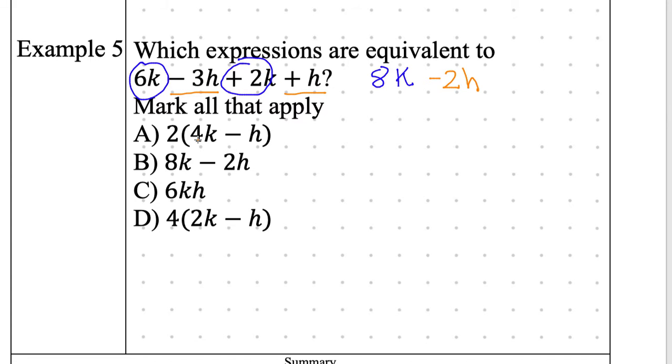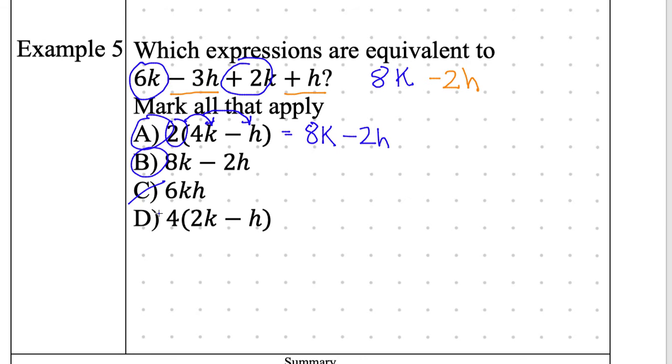So now I need to see which of these also look like this. Well, immediately I say, oh, 8k minus 2h. Well, that's an answer because that's literally what we just got. 6kh, that does not look right. There's nothing that I can simplify for c. But a and d, I both need to distribute. Let's see what we get. So I'm distributing this 2 into the 4k, 2 into the negative h. Let's see, 2 times 4 is 8, so 8k. 2 times negative h is negative 2h. So that one also is correct.